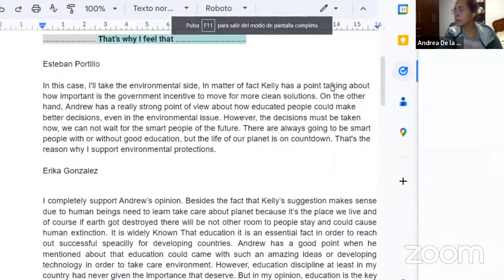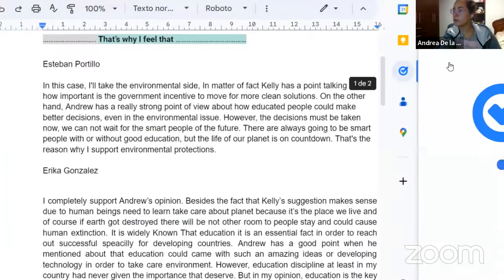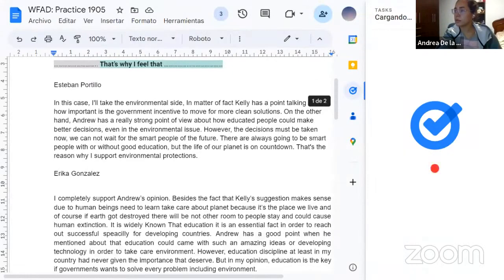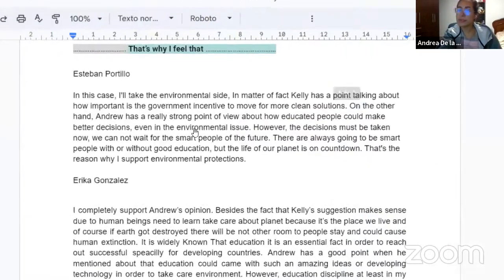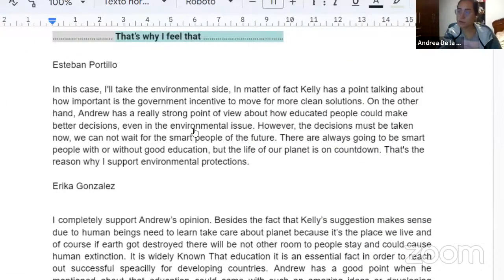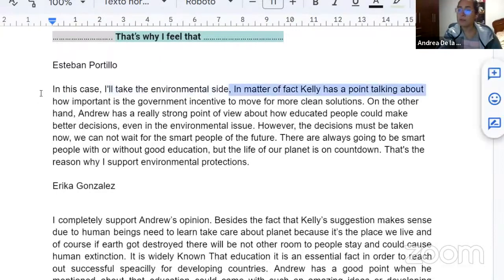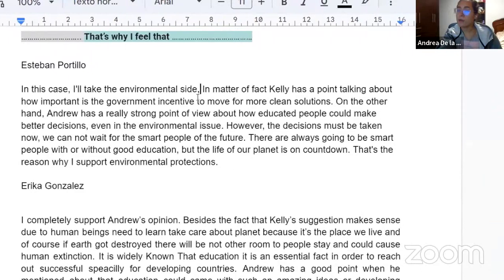Okay, so let's start by reading Esteban's response. Esteban says, "In this case, I'll take the environmental side." Great, I like it. It's a strong introduction. Remember, your first sentence is your introduction, and you have to state your opinion in a way that is easily understood. So in terms of content, everything's perfect in this first sentence. We can clearly see what Esteban's side is: the environmental side. Now, one thing we have to be careful with is punctuation.